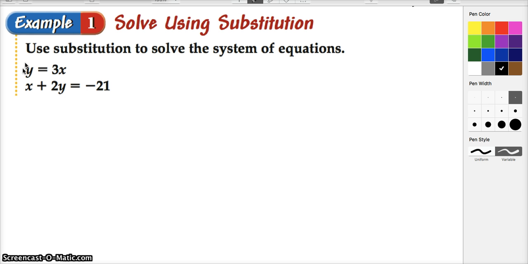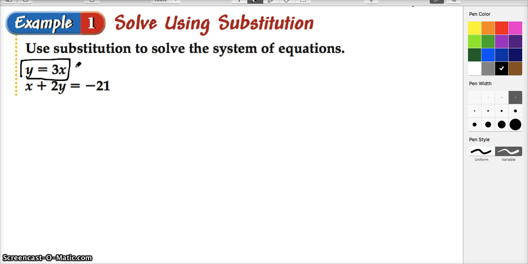Meaning it has a coefficient of 1, which is easy to solve for. In fact, y is already solved for. And x has a coefficient of 1, which means all I'd have to do is throw the 2y over to the other side. So I can kind of choose any one that I want. I'm going to be lazy since y is already solved for. I'm going to use y.